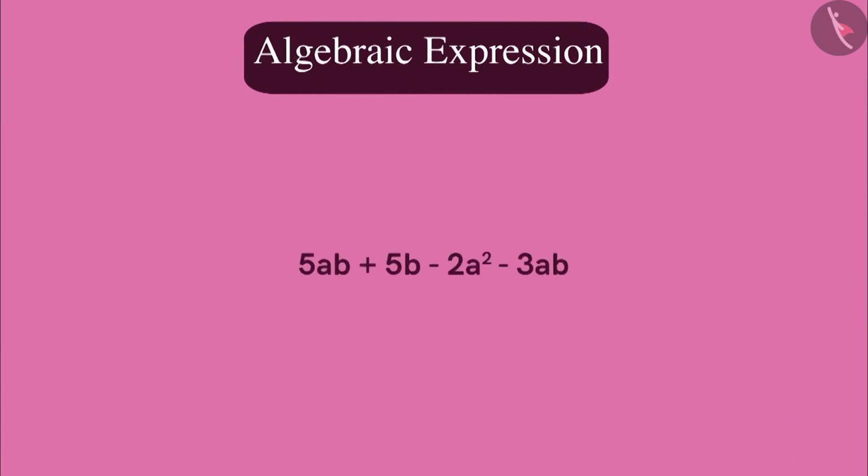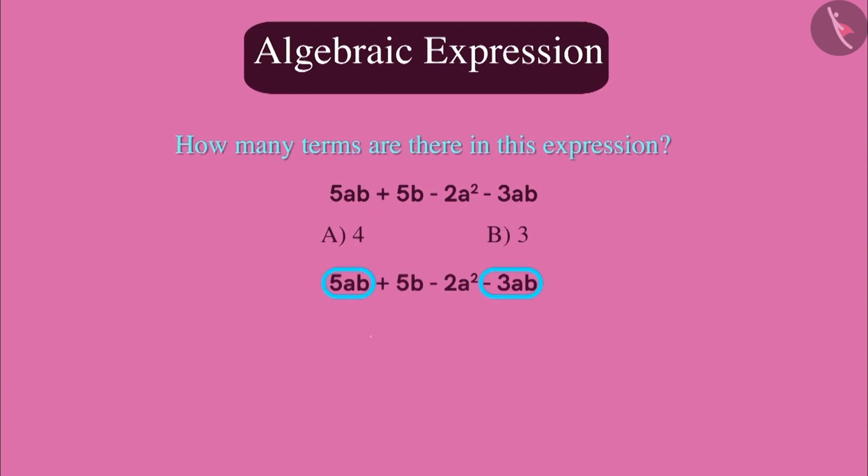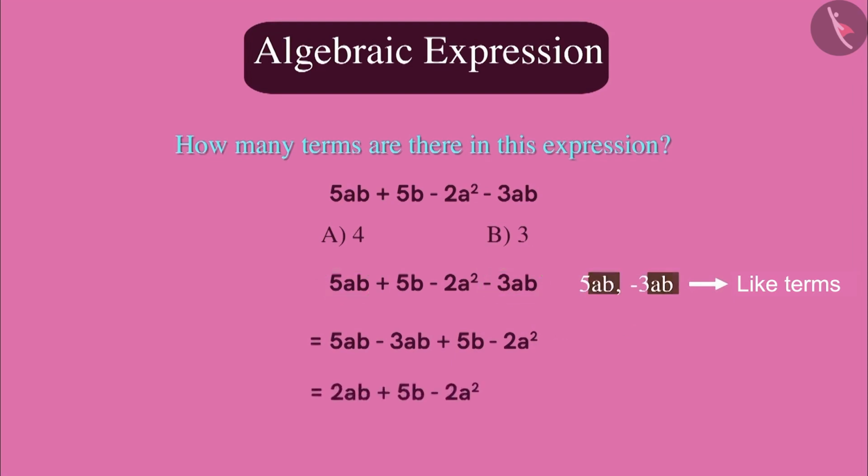Suppose we are given this expression. Can you tell me how many terms this expression has? I can give you options in order to make it easier. Seeing this expression, we might guess that there are 4 terms present in this expression, but this is wrong. Look at the first and the last part of this expression. Both of these terms are like terms because both of them have the same algebraic factors, which are a and b. That is why, by adding both of them, we have to make one term. That is why, in total, this expression has 3 terms. Hence, the correct option is B.